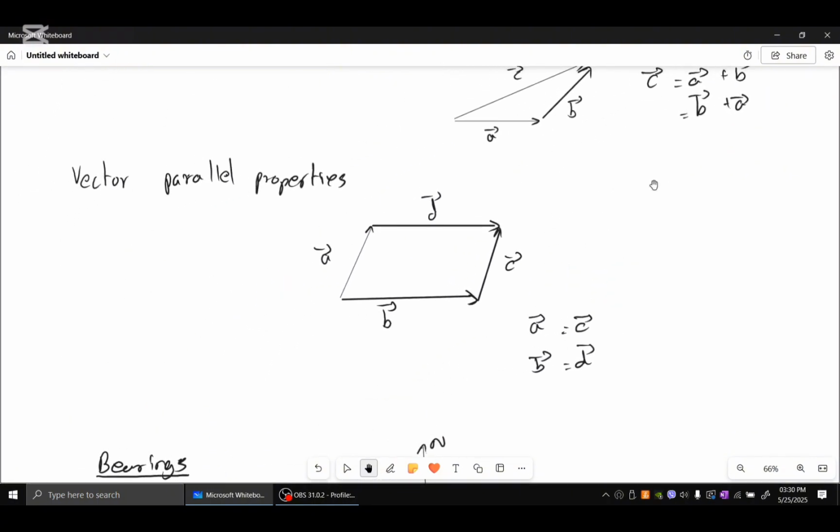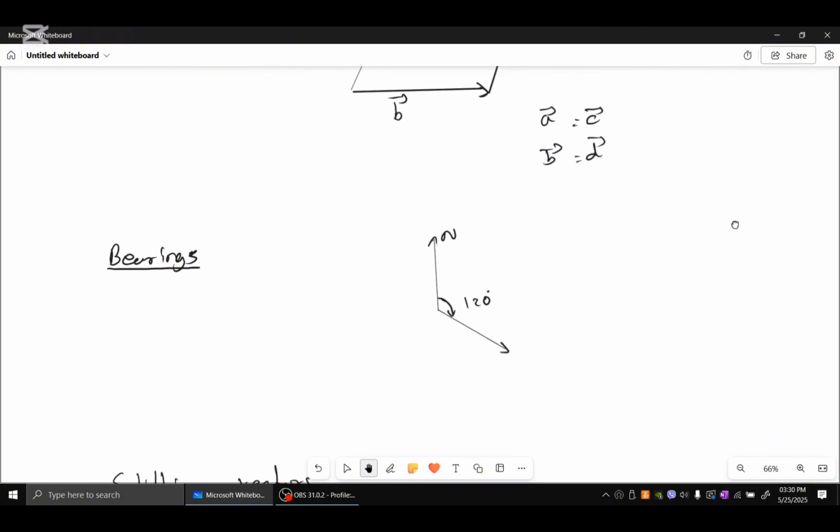Now imagine you have a parallelogram with vectors a, b, c, and d. In this case, vector A is going to be exactly the same as vector C, and vector B is going to be exactly the same as vector D. They have the same magnitude and the same components. So these are very convenient things that we can use to find the resultant vectors and to align them head to tail, and these are going to be convenient later on.